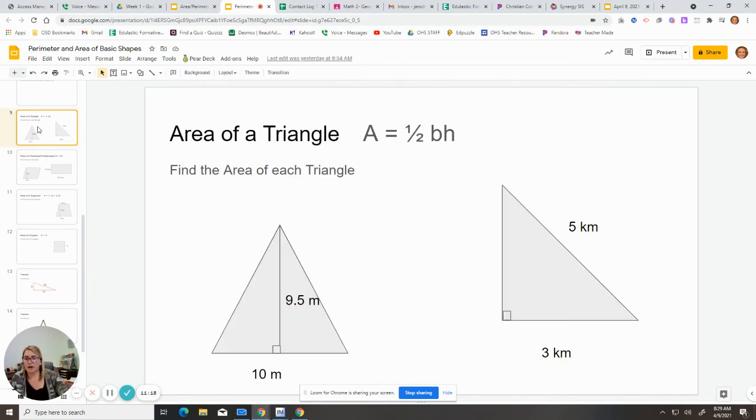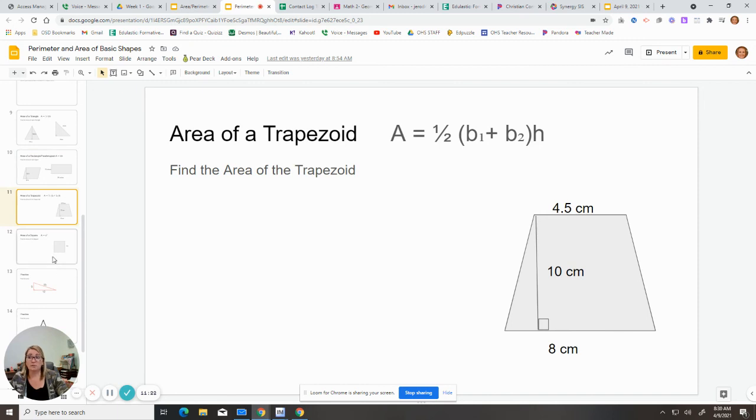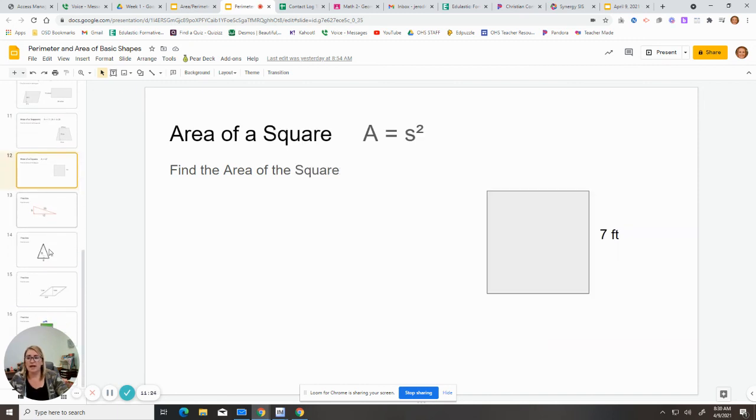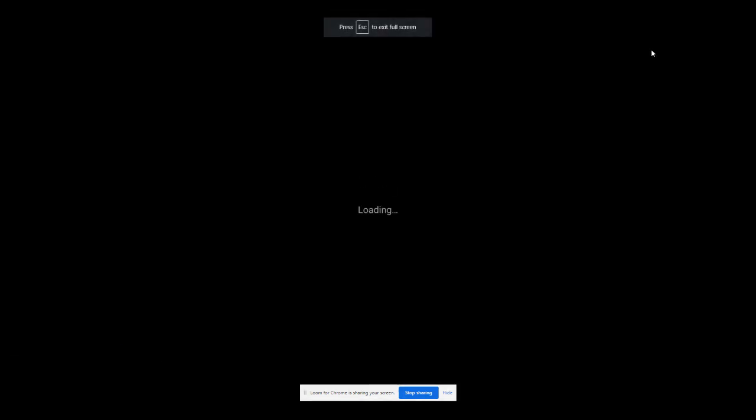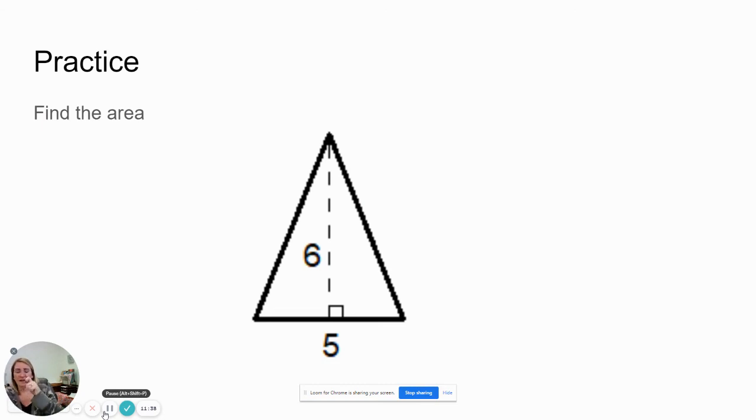All right, so we've done triangle, we've done parallelogram and rectangle, we've done trapezoid, we've done square. Now you're going to do a practice of each of them on your own. Okay, so here's the first one. I'm going to actually make it a little bit bigger for you. Go ahead and find the area of this triangle. All right, next type of area question is this type of triangle. So go ahead and find the area of this triangle.